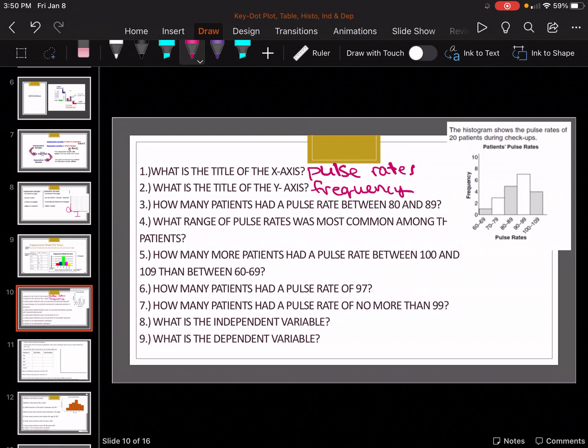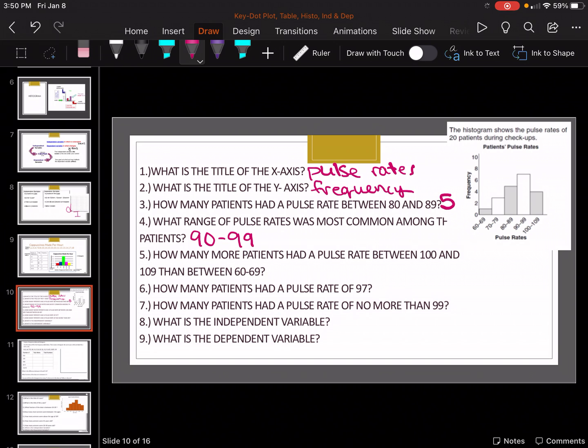How many patients had a pulse rate between 80 and 90? So we can look right here. That's going to be 5. What is the range of pulse rates that was common amongst most patients? So which is the highest, that's what it's asking, was 90 to 99.